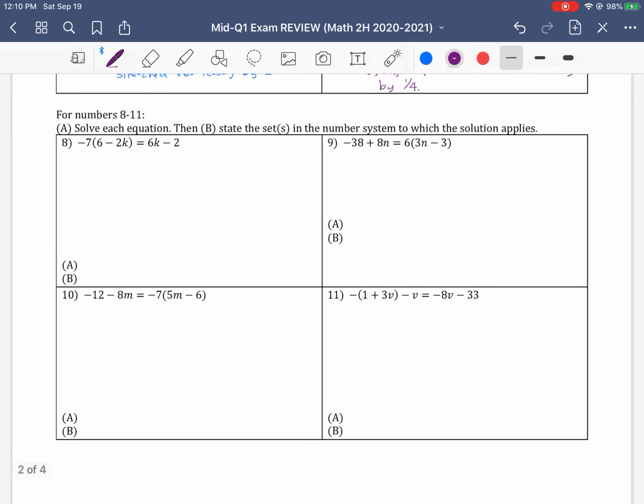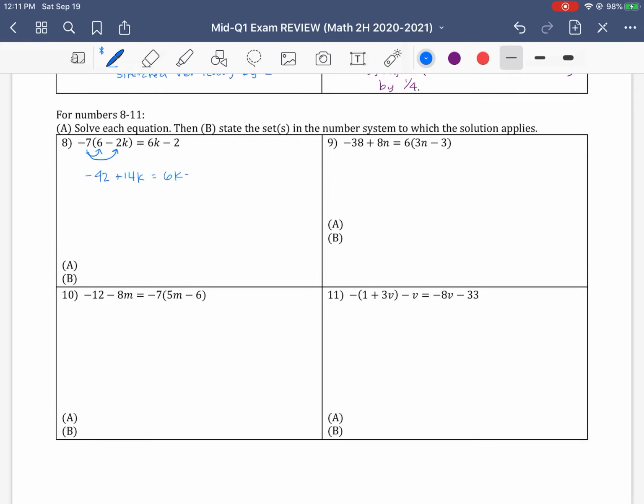Okay, on to solving some equations. So again, I'm just going to do 2 of these. You can check the key if you want to check the answer to the other ones, but these are similar to the one we did on the front page, which was multiple choice. So again, if we're multiplying here and distributing, just keep track of those negatives. So negative 7 times 6 is negative 42. Negative 7 multiplied by negative 2k is a positive 14k.